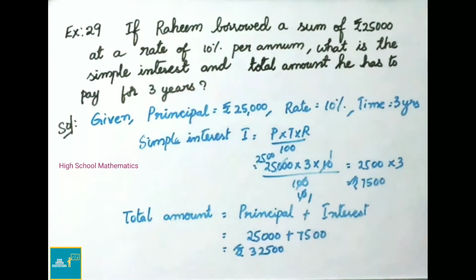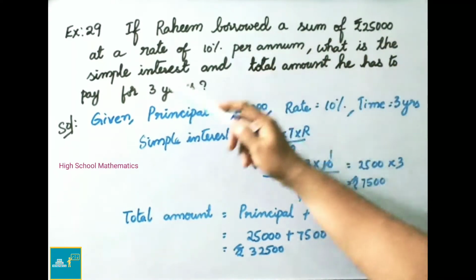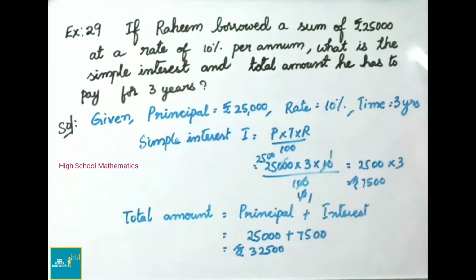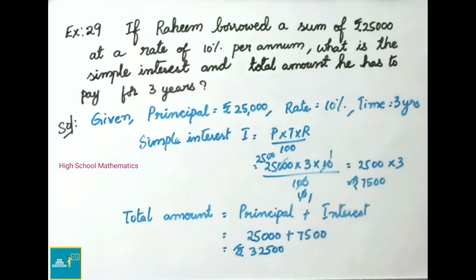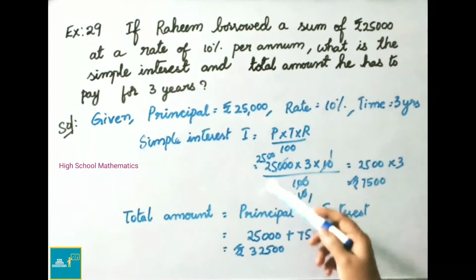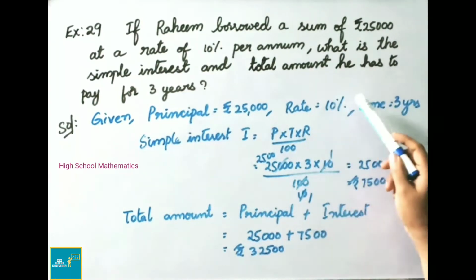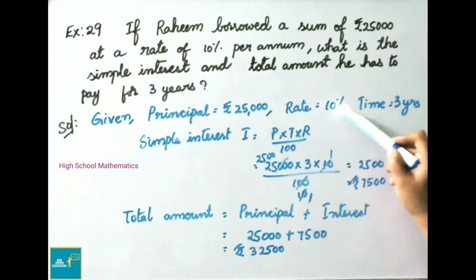See now example 29. If Rahim borrowed a sum of 25,000 rupees at a rate of 10% per annum, what is the simple interest and total amount he has to pay for 3 years? Let us see the solution. Given sum means nothing but the principal amount, that equals 25,000 rupees. Rate is 10% and time is 3 years. We know simple interest formula I equals P into T into R by 100. That equals P, 25,000, into time, 3 years, multiply by 3, into R, the rate, 10%.